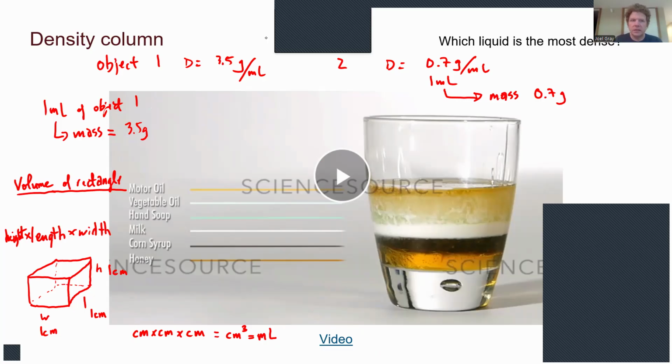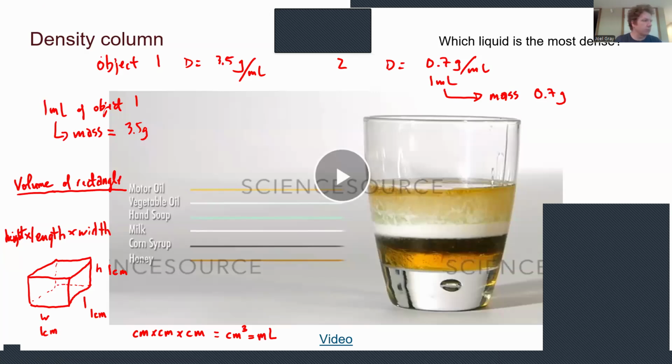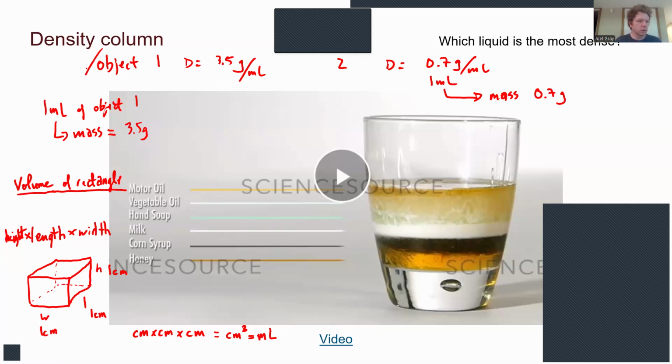So let's say that I'm going to change this from object one to liquid. And let's say that I got that container and I poured this liquid one into a container that was 1 centimeter by 1 centimeter by 1 centimeter. What's the mass of that liquid? Add it to the chat.